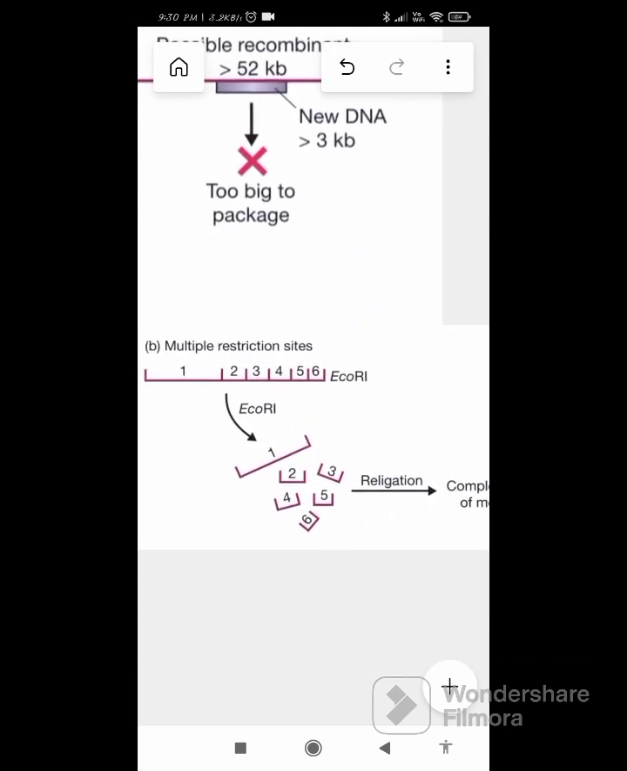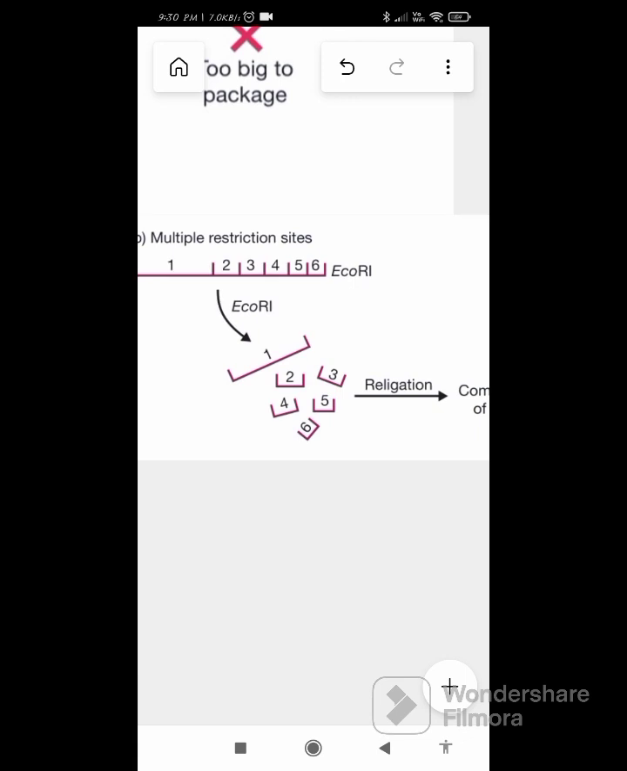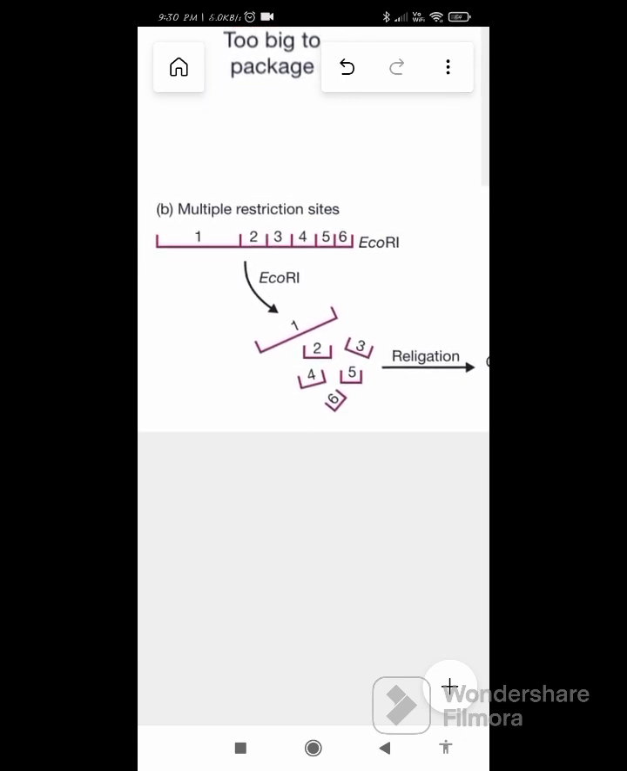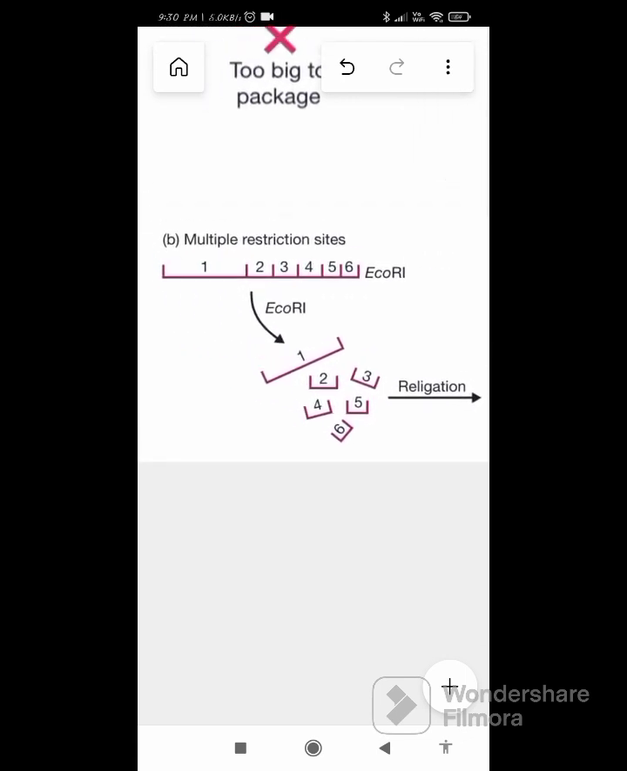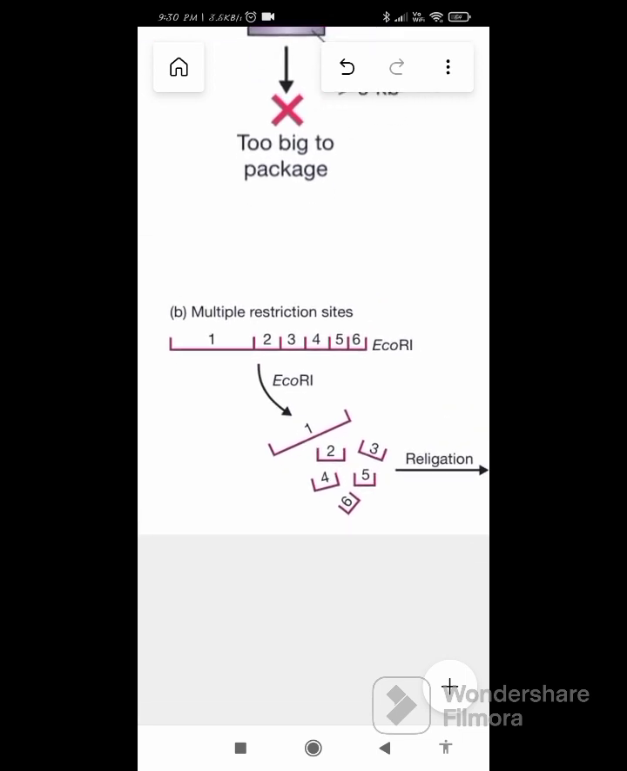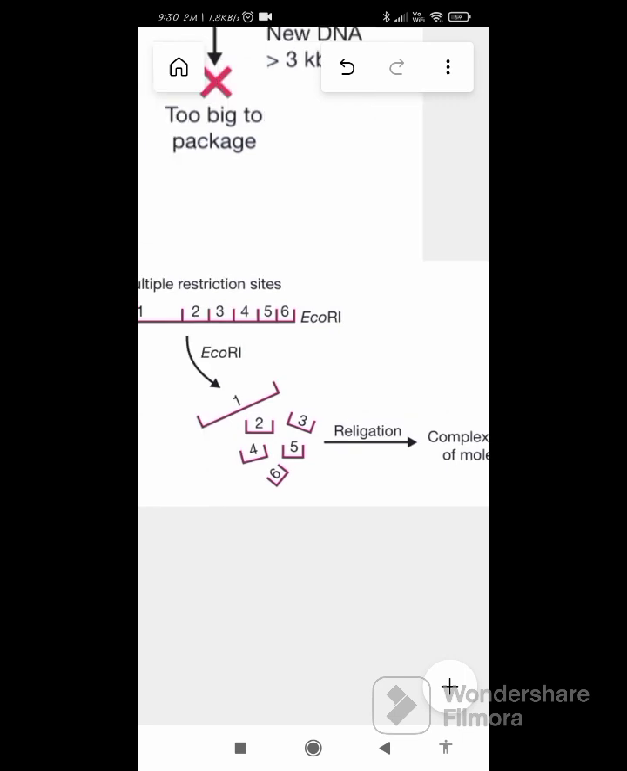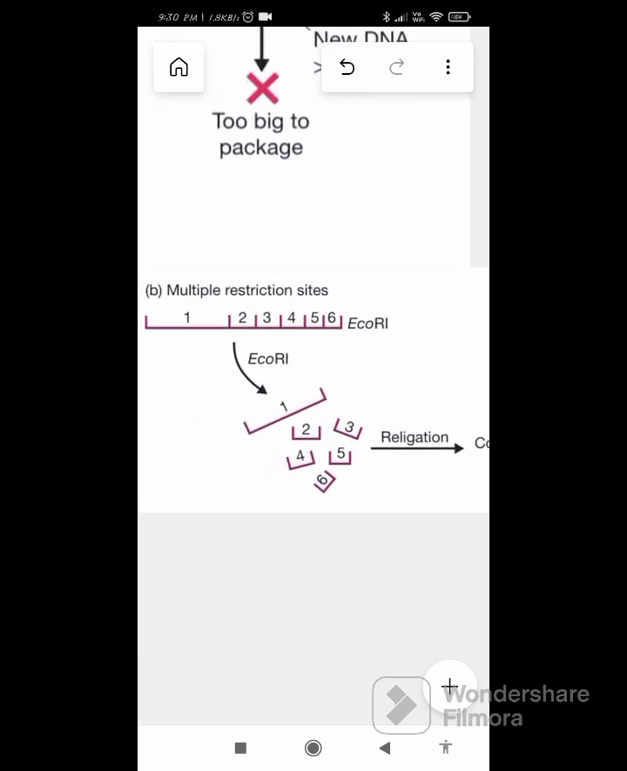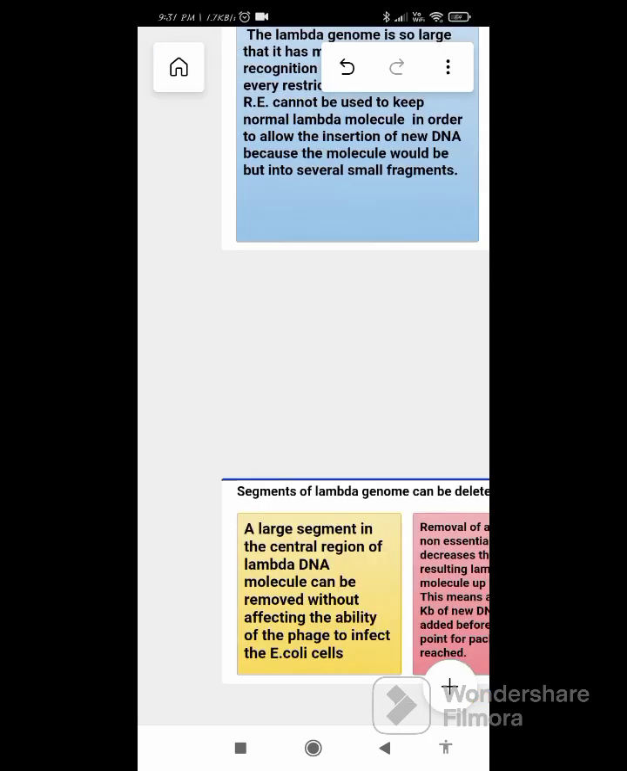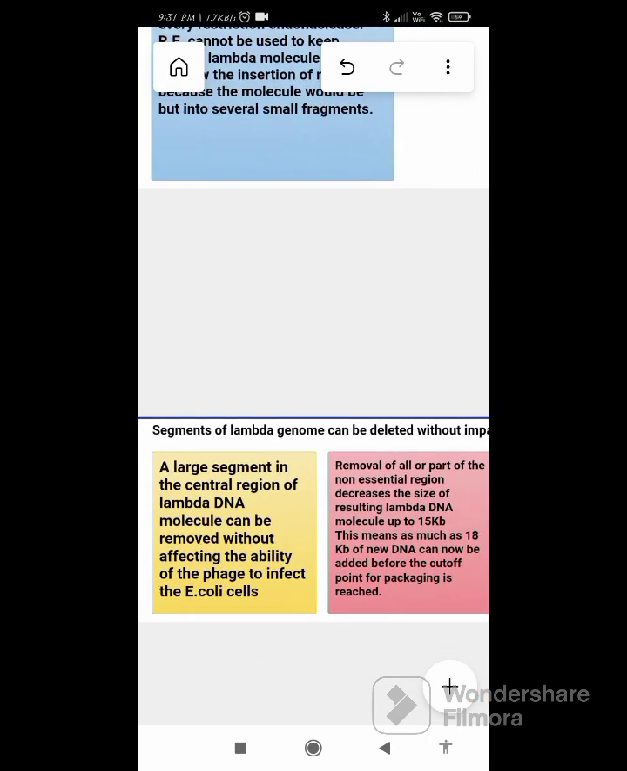Here we can see there are multiple recognition sites for EcoR1, and when EcoR1 comes, it cleaves the lambda genome into multiple pieces, due to which the religation will be very complex. It will be a mixture of molecules which will be very complex to religate or reform to form a viable lambda genome. Now we will talk about how to tackle these problems.